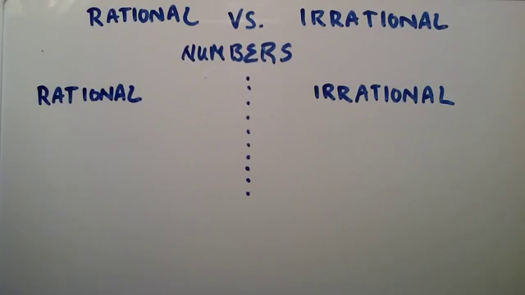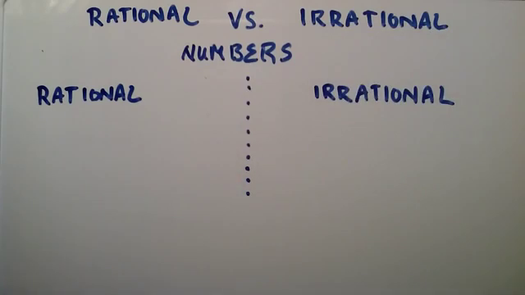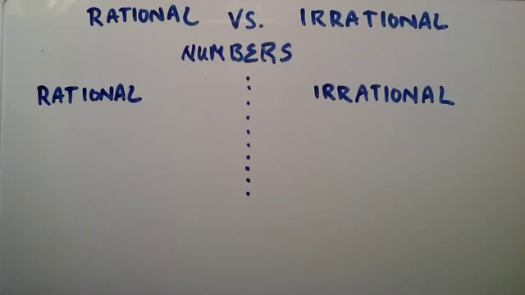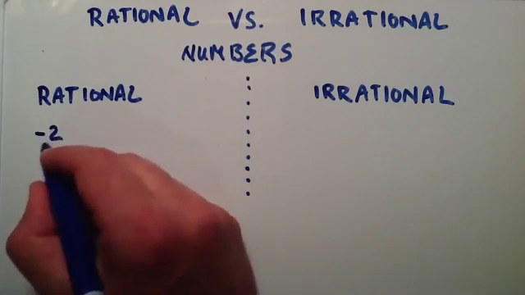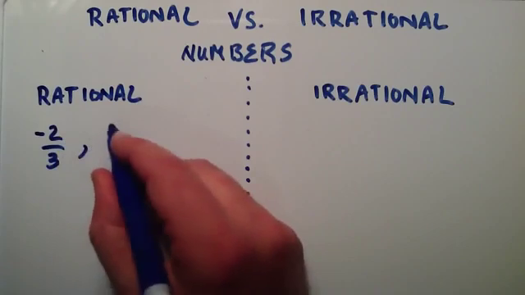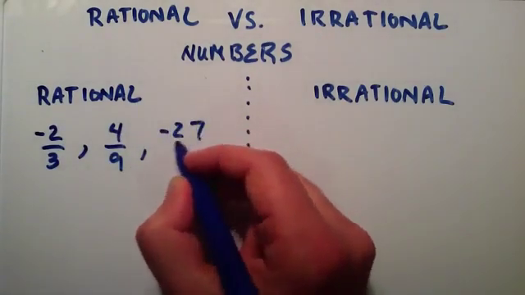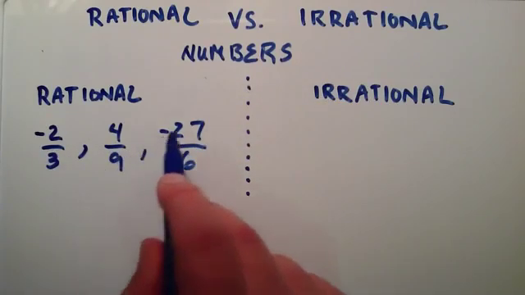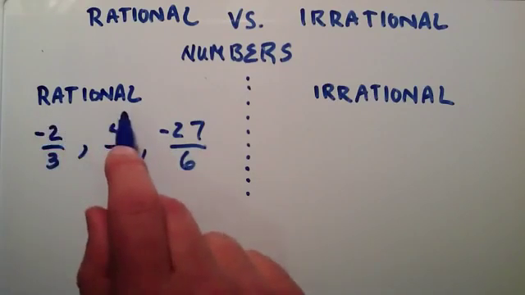In this tutorial I'm going to be discussing the difference between rational and irrational numbers. If you remember from a few tutorials ago, I explained that a rational number is any number that can be written as an integer divided by another integer. For example, negative 2 divided by 3, 4 divided by 9, and negative 27 divided by 6. All of these numbers are one integer divided by another integer, so therefore they are all rational numbers.